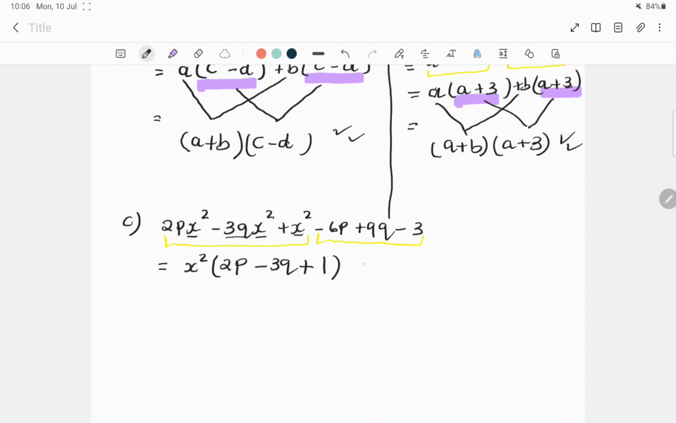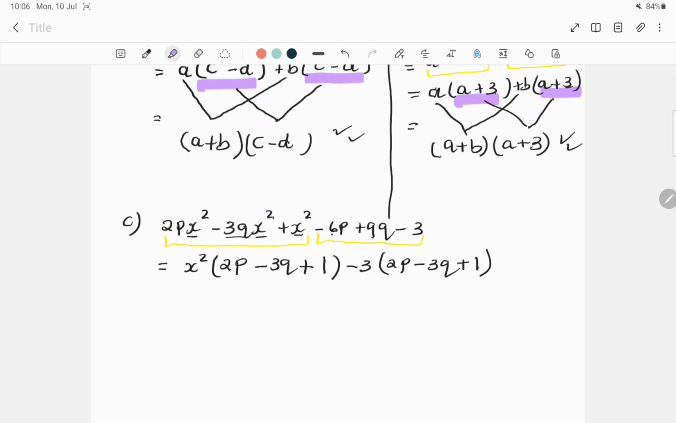So I'm going to take out negative 3, because 3 is common in all of them. So 3 is my common factor. So it's negative 3. Then what will come here? It's going to be 2p, because negative 3 times 2p is negative 6p. Then what will come there is negative 3q, because negative 3 times negative 3q is positive 9q. Then it will be plus 1.